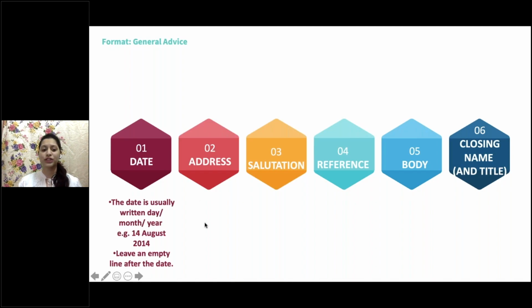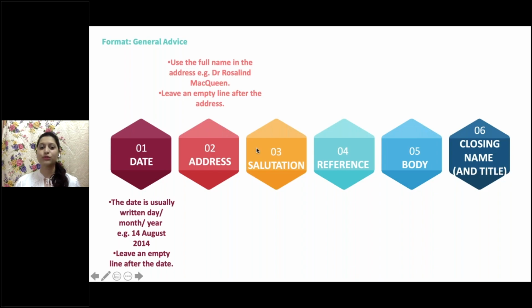The date is usually written as day, month, and year. Please do not write it in short, saying 14/7/14 or something like that. It's always safe to write the date in the expanded form because it looks formal and it's what is right. So as mentioned here, it's 14th August 2014 in one line, neatly expanded. Leave an empty line after the date.